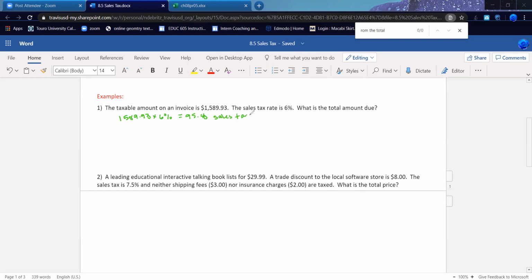So the amount I pay is going to be the amount of the item, the $1,589.93, plus the sales tax, which was the $95.40, which is going to give me $1,685.33. That's the total price due.